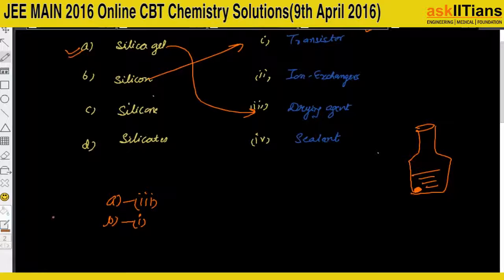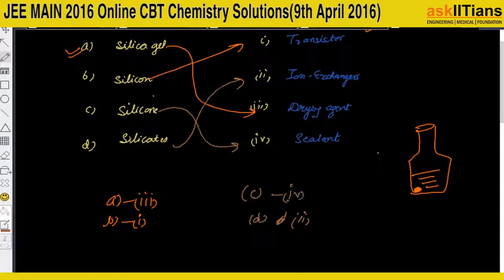Now moving ahead, I can simply say that the silicates are used as ion exchangers. So we know that silicates can be used in ion exchangers, and they are basically used for the purification of substances. So option number D will be linked with option number 2. And finally we'll be left with option number C, which can be linked to sealant, option number 4. So this is what I have marked.